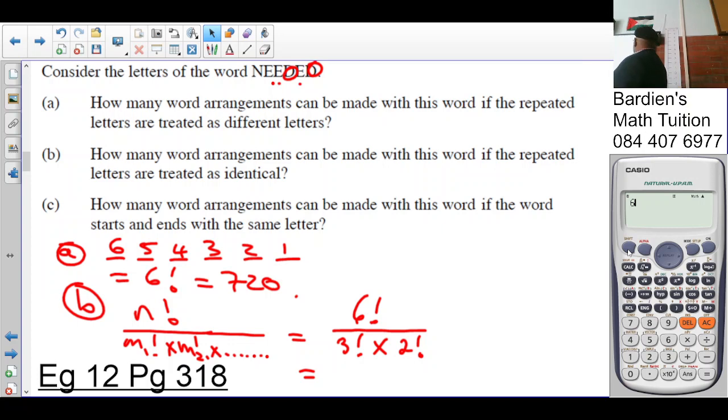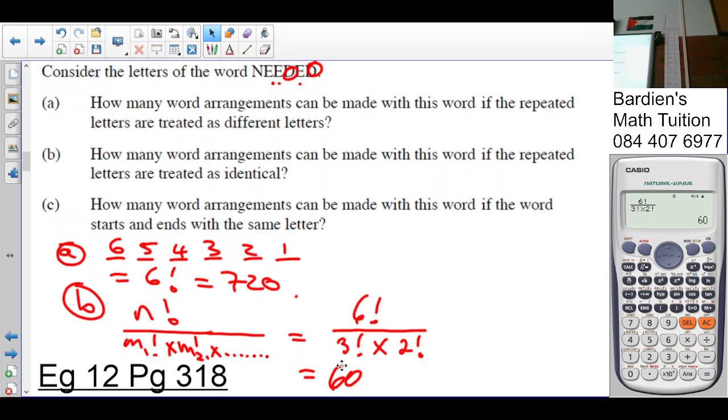So it will be 6 factorial over 3 factorial times 2 factorial, which is 60. Okay. Any confusion there? Does it make sense, people? Let's look at it again.